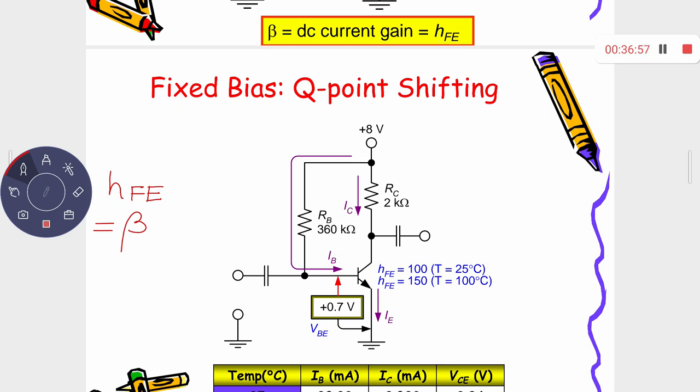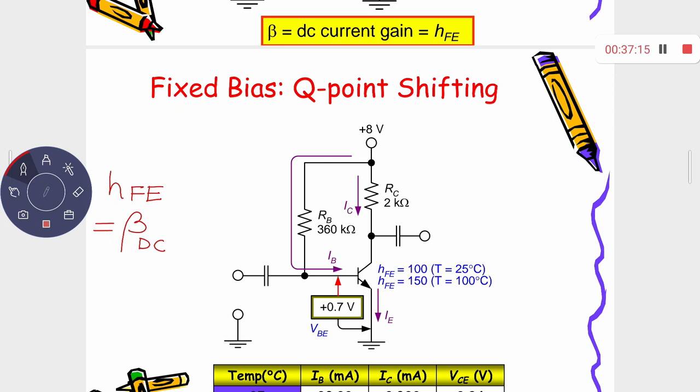These two values might be different. But remember, for the time being, this beta here is nothing but beta DC. Beta DC may be different from beta AC, but don't get confused with HFE. Let's assume that whenever somebody finds HFE, this is nothing but beta.